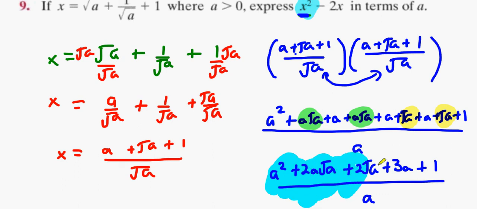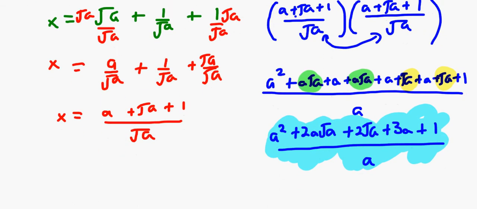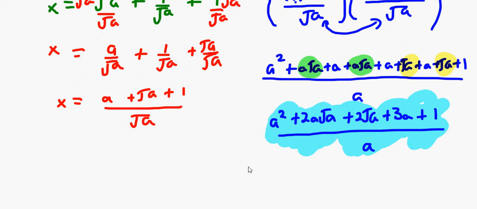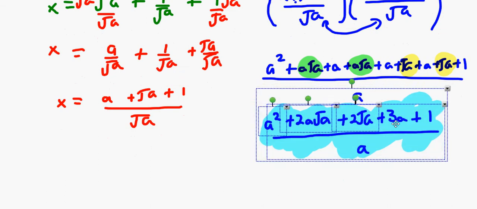All this blob here is just x squared. That's the only part I've done so far. Next thing I have to do is take away 2x from it. Is everyone happy with that? So that blue thing, take away 2x.